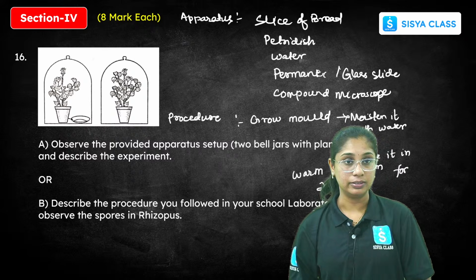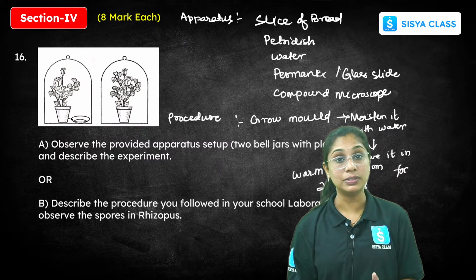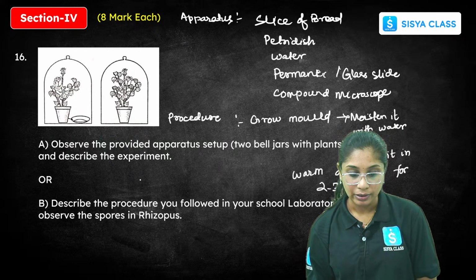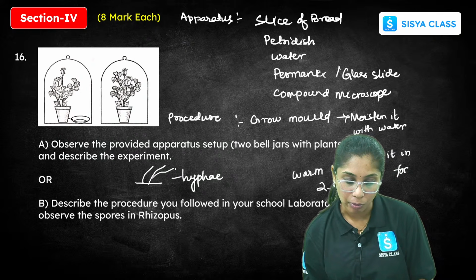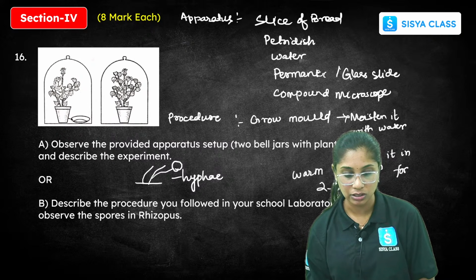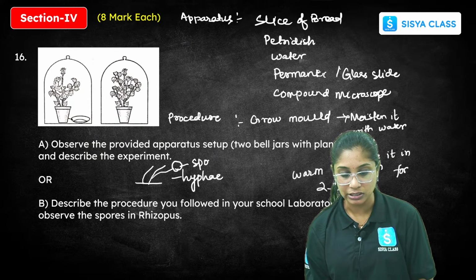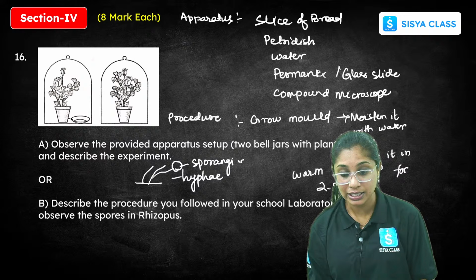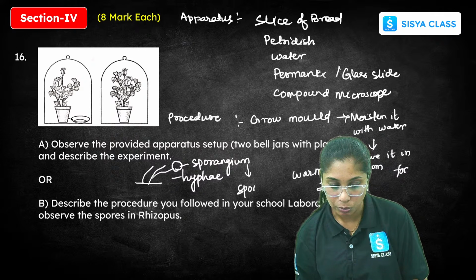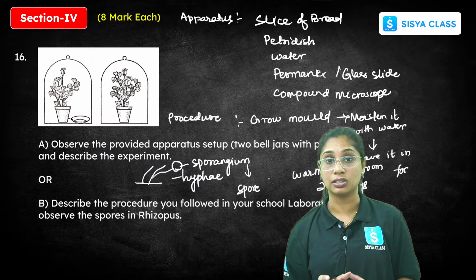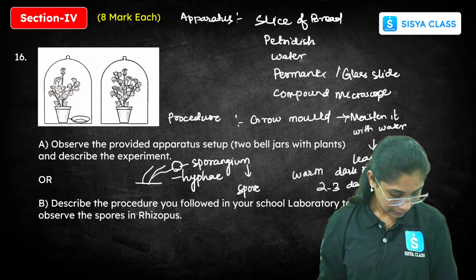Cover it. When we observe these threads in the microscope, we will see certain thread-like structures. These thread-like structures are called hyphae. And on the top of it, we have a bob-like or ball-like structure which we call the sporangium. And what is in the sporangium? In the sporangium, we have spores. The spores are tiny dark structures, right? Clear?